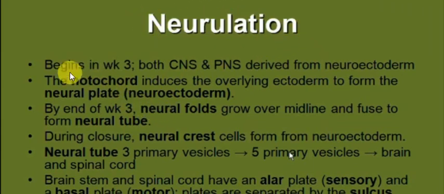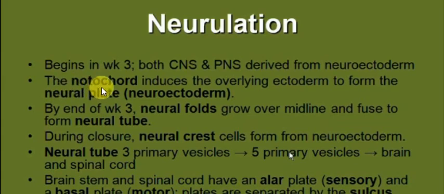So this process begins in the third week of development, and both the CNS, the central nervous system, as well as the peripheral nervous system, are derived from the neural ectoderm. Remember this: all the neurons, all their cell bodies, all their axons, are derived from the ectodermal layer, both the central nervous system and the peripheral nervous system. I can't stress it enough.